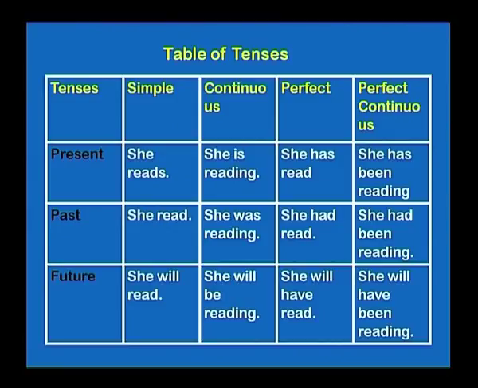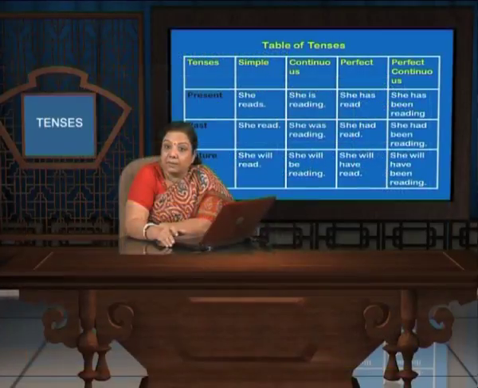And of course, when we say perfect continuous, present perfect continuous, she has been reading. Past perfect continuous, she had been reading. And of course, in future perfect continuous, we will say she will have been reading.